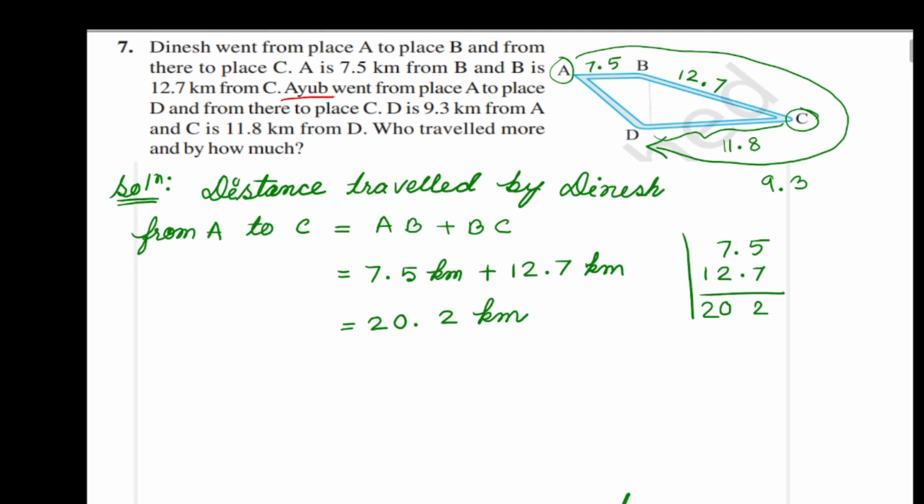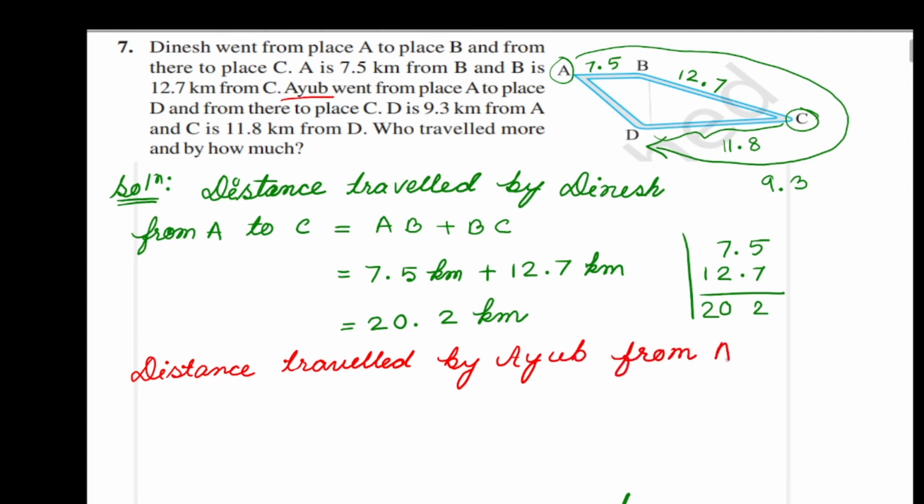Now, the distance traveled by Ayub, from where to where? From A to D. Then it will be what? Ayub went from place A to place D and from there to place C. First he came A to D, then again C.